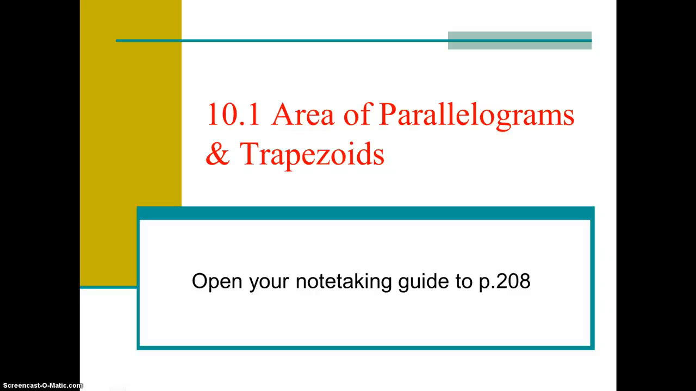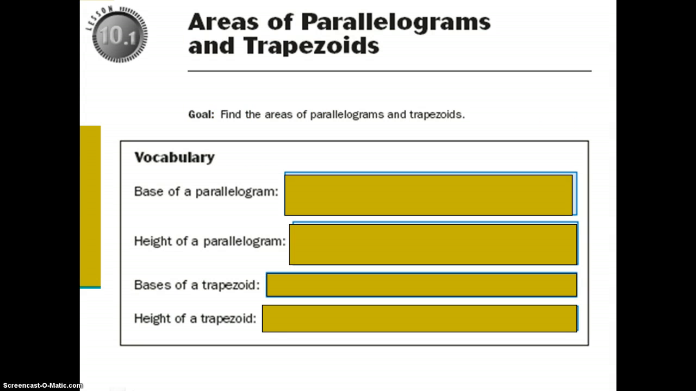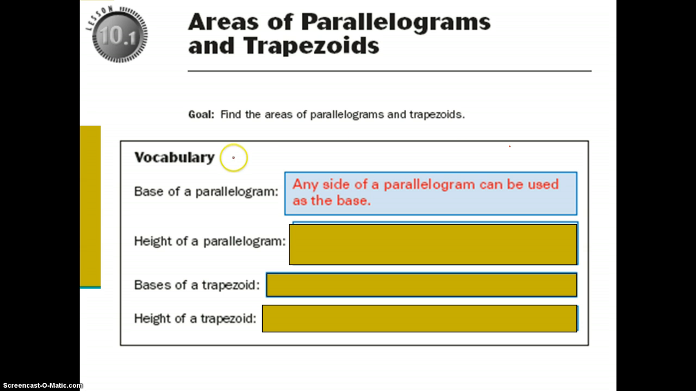Lesson 10.1, Area of Parallelograms and Trapezoids. The base of a parallelogram is any side; any side can be used as the base. A parallelogram looks like this. For the most part, it has two parallel sides, so the base can be any of the sides.